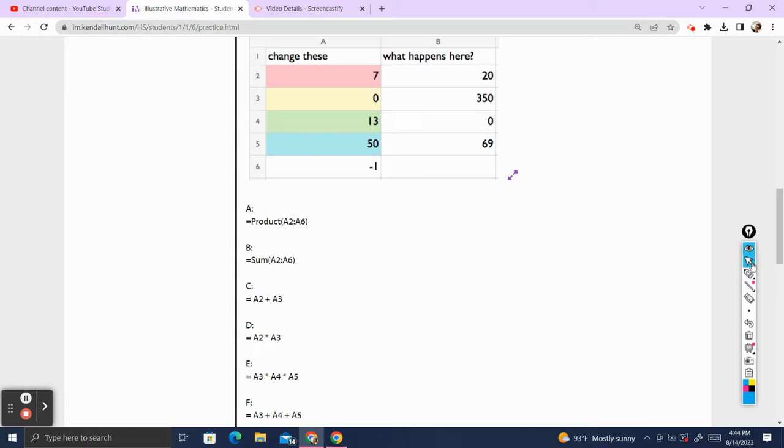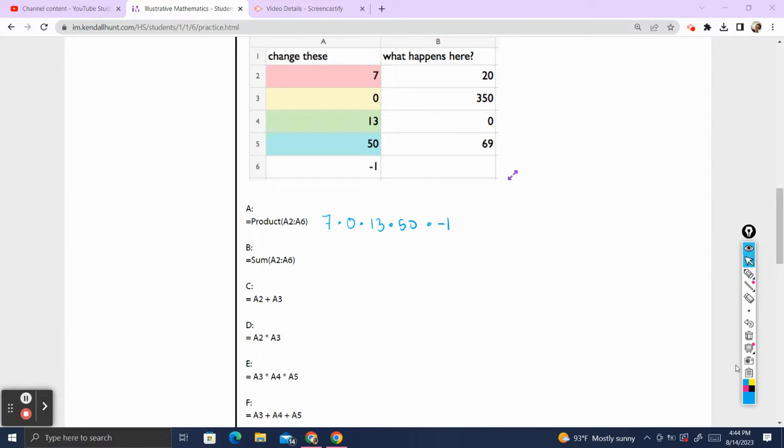The product of A2 colon A6. So that is my answer choice number A. Product means we're going to multiply all the values from A2 to A6. So 7 times 0 times 13 times 50 times negative 1.